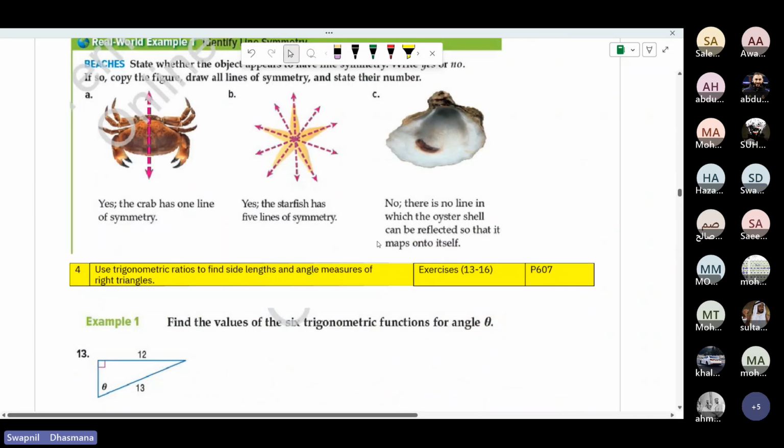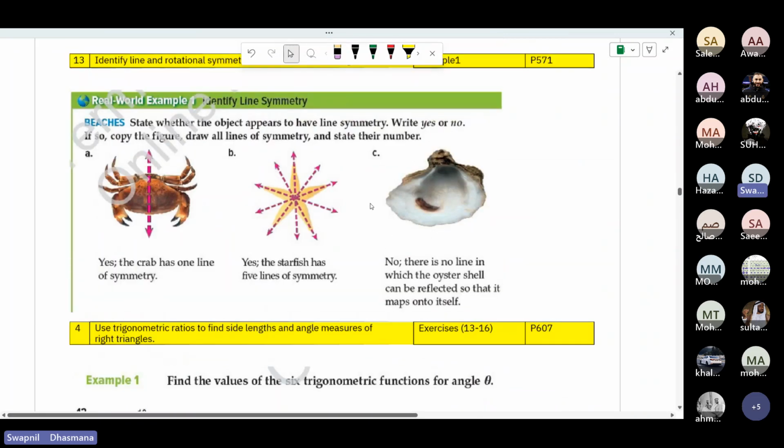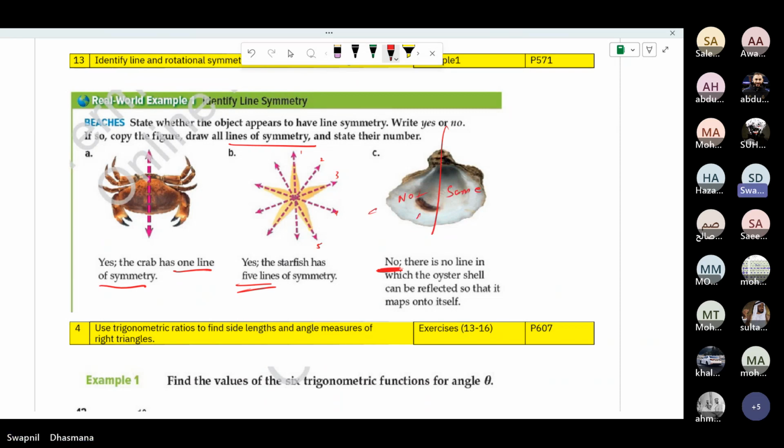Same thing. Now line of symmetry. Line of symmetry means how, like this one has one line of symmetry. This one has one, two, three, four, five, five. This one has no, because if you divide it like this, it's not same. Or if you divide it like this, not same.